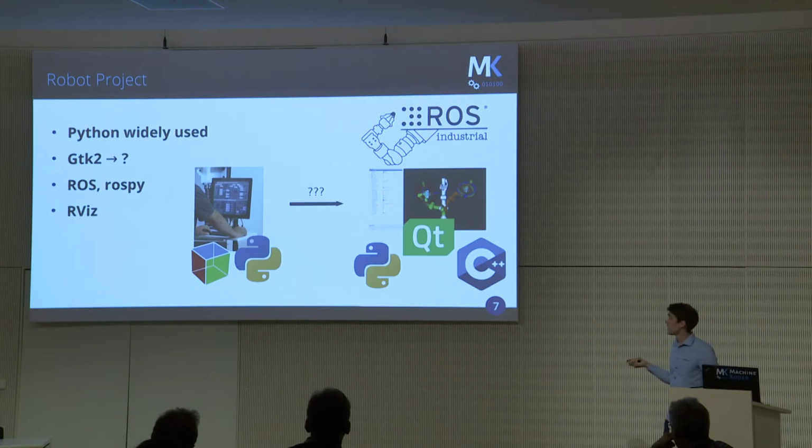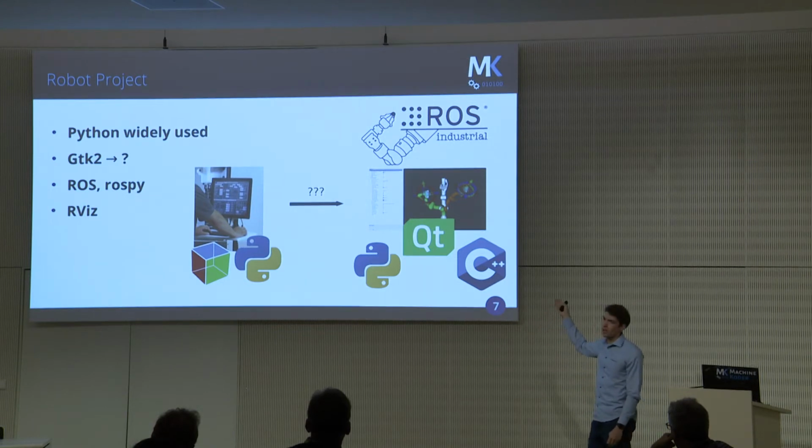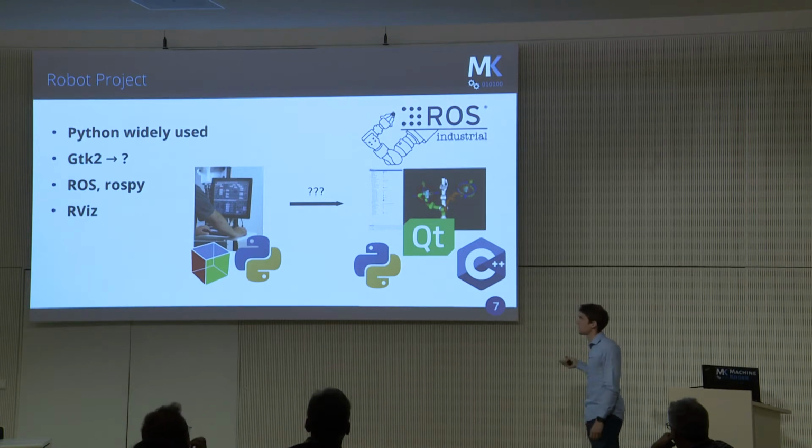And so the idea was, well, in the future, what's going to happen? GTK2 is deprecated anyway, so we won't use GTK2 anymore. GTK3 is, well, no, not really nice. And in ROS, actually, all the user interfaces are Qt-based. So the idea was, well, maybe you can reuse stuff.